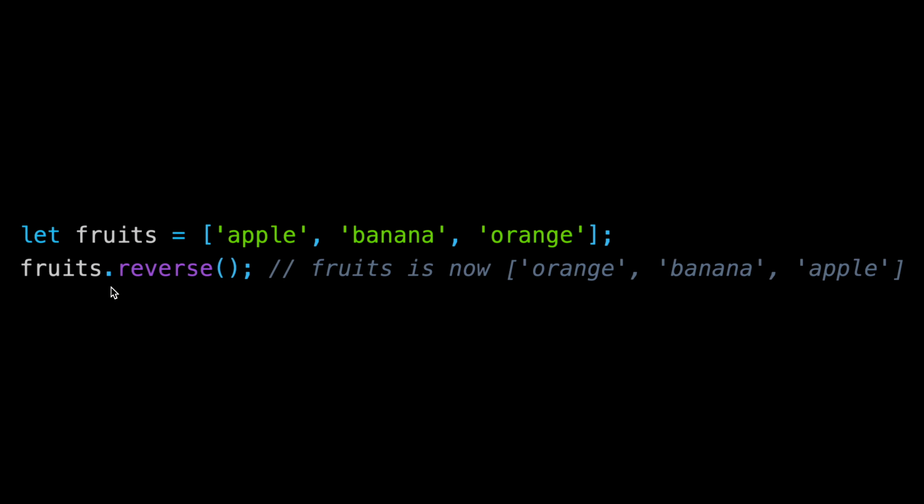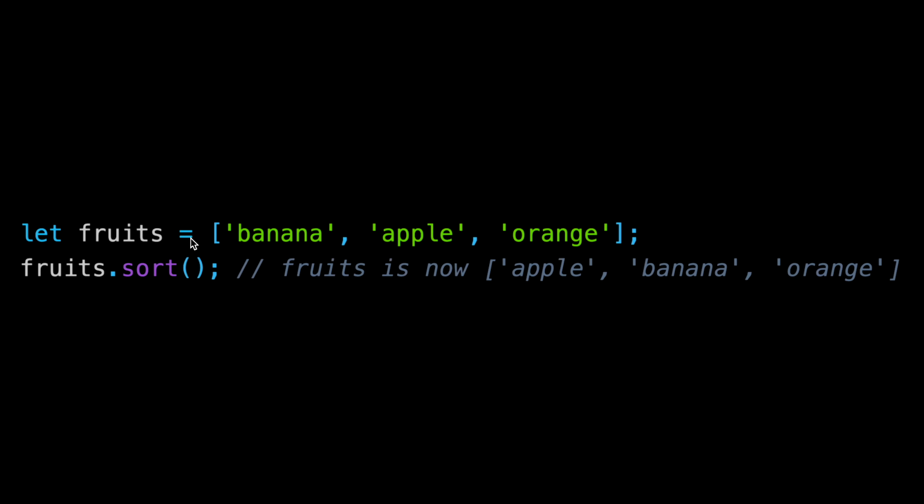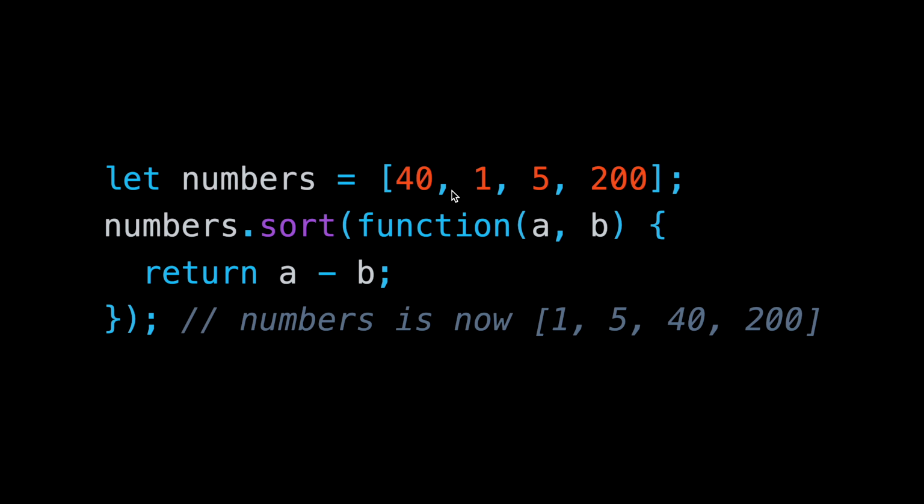We also have dot reverse, which is going to reverse the array. And sort, it's kind of just going to sort them alphabetically. Technically, it's going to compare their sequences of UTF-16 code unit values, but practically it's going to be alphabetical. Now, you're not necessarily going to want to use sort for numbers because it's going to convert the numbers to strings for sorting. So to sort numbers in ascending order, you can use a compare function.